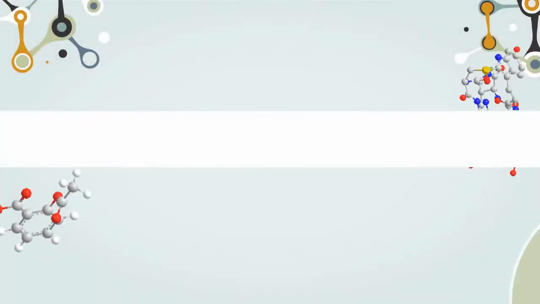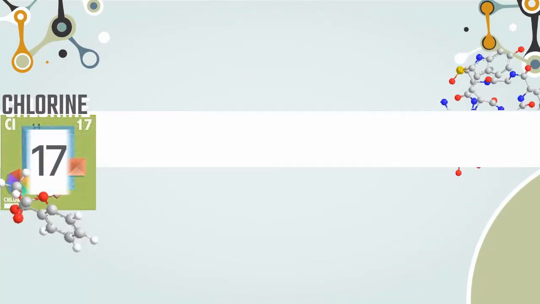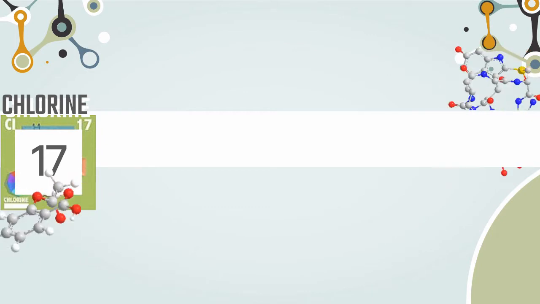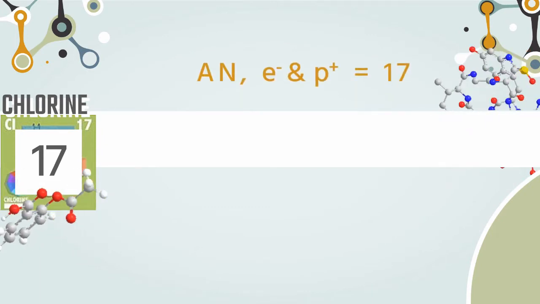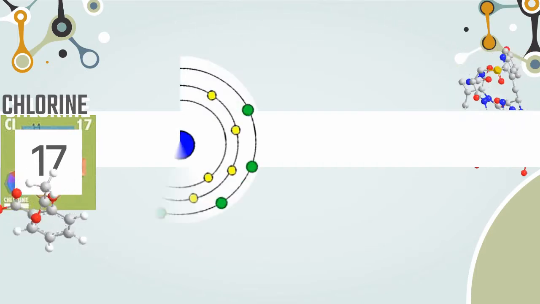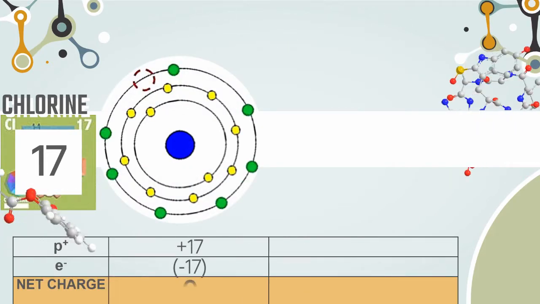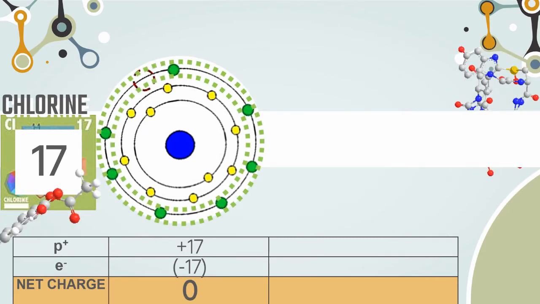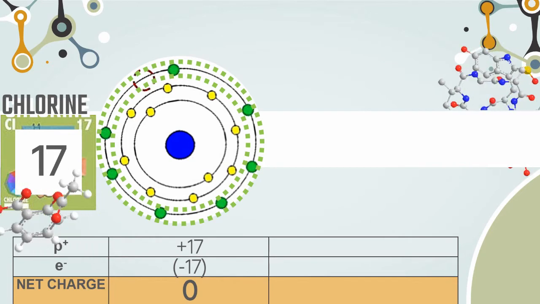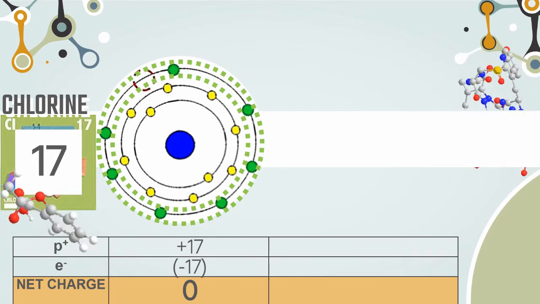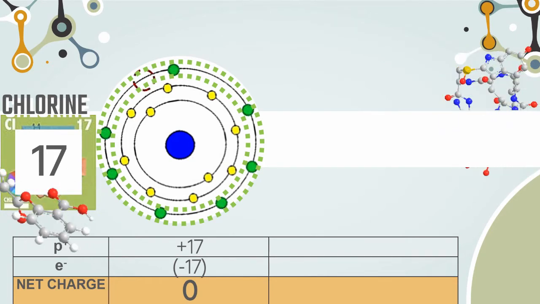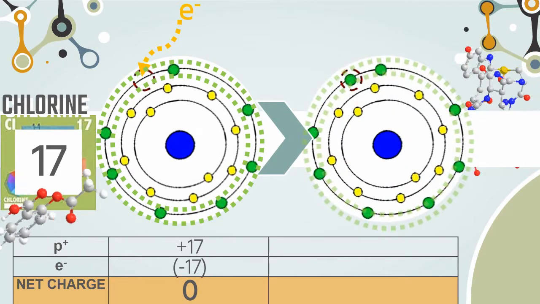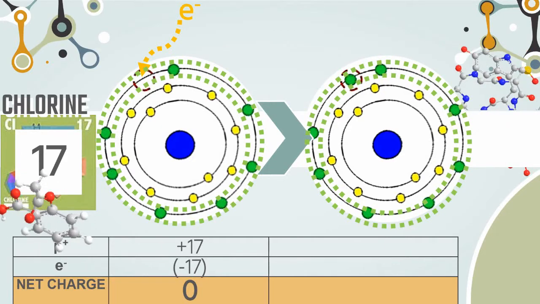Let's take for instance a non-metal element, chlorine, with an atomic number 17. This means that both protons and electrons are 17, so it is in a neutral state, or zero net charge. Chlorine has 7 valence electrons and it is unstable. To make it stable, chlorine, with high electronegativity, has to attract one more electron to make the outermost energy level with 8 valence electrons.